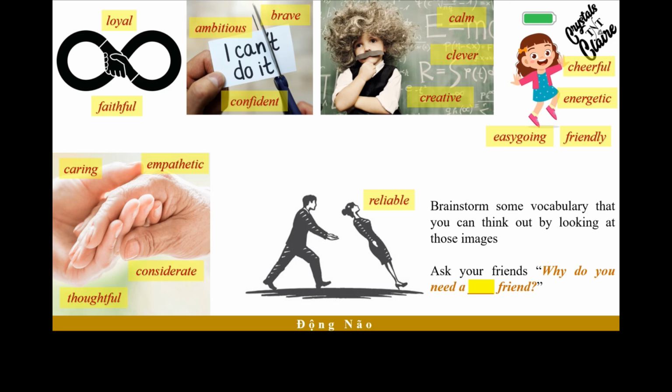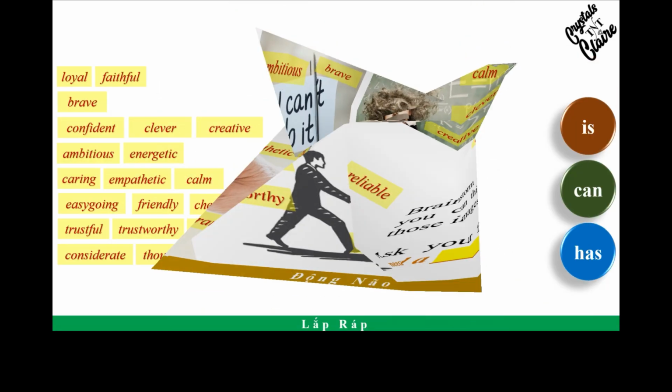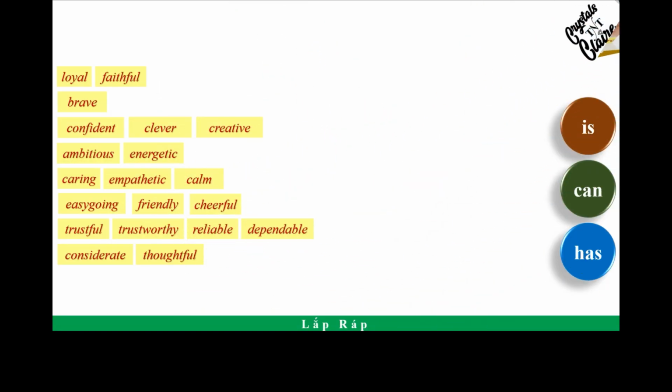So if your friend can be trusted, it means he is reliable, trustful, or trustworthy. Okay, he deserves your trust. Trustful, trustworthy, or dependable. It's like you can count on him. You can depend on him. You can put your trust in him. Okay, dependable. So those are the vocabulary.